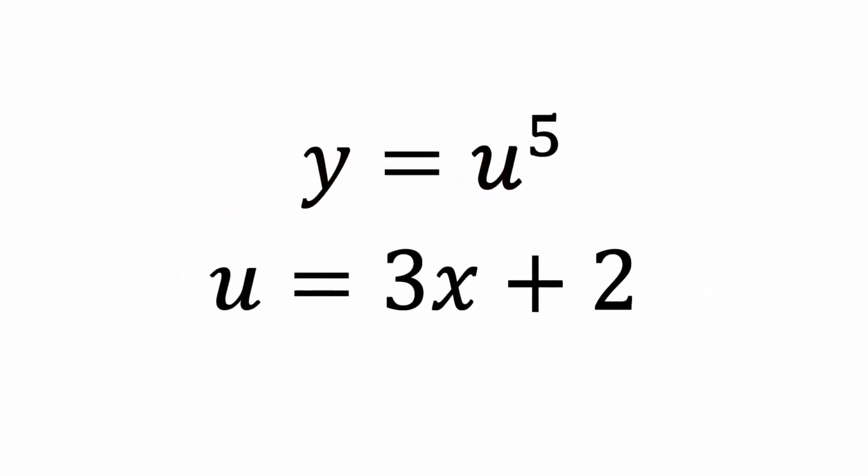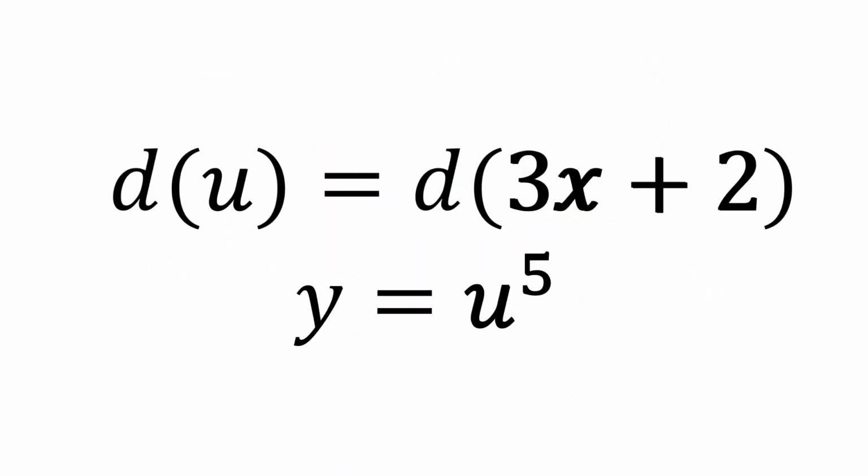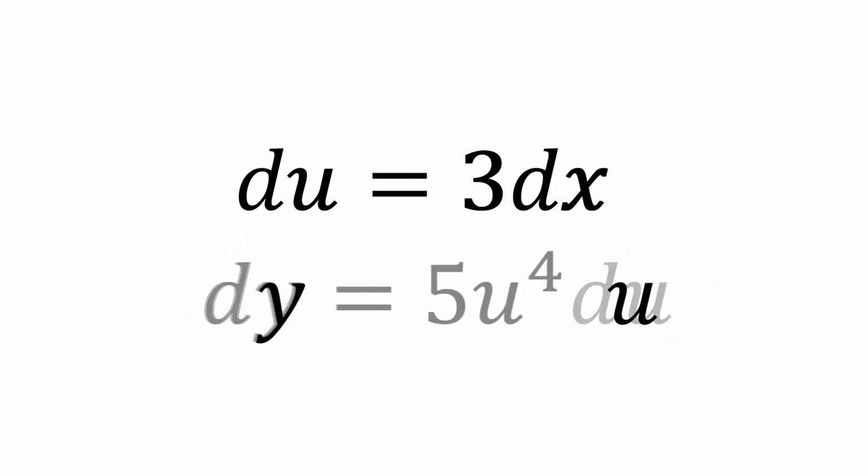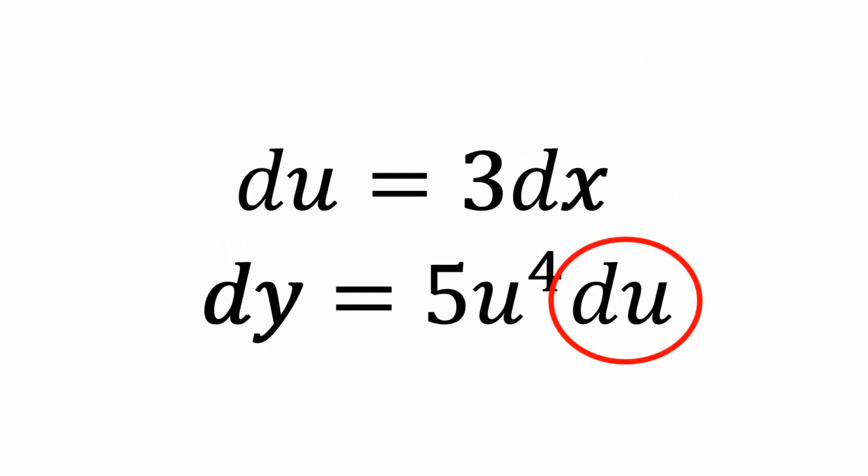And because of that, we can find the change in both of them. But firstly, we must find the change in u first. Alright, the change of u becomes du, and 3x plus 2 is 3 dx. Now we'll find the change in y. So you get dy equals 5u to the power of 4 du. Now notice how inside of the change of y there is the change of u. Inside of y there is u.